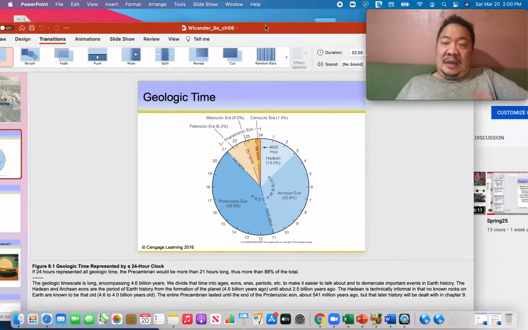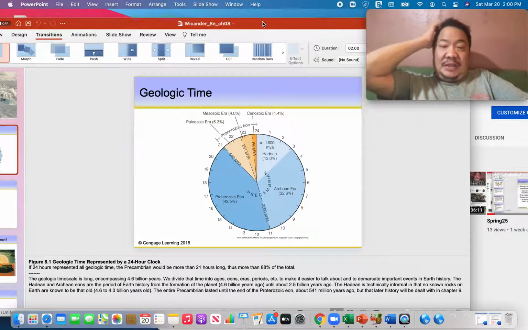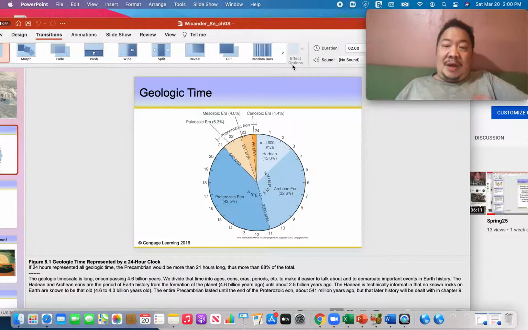Let's take a look at geologic time. Again, this is memorization. You got to be able to memorize this. If you looked at Earth history as a 24-hour clock, you can see that the Precambrian represents more than 21 hours of a 24-hour clock. So that this last bit in orange, called the Phanerozoic Eon, is only the last 3 hours and 50 minutes out of a 24-hour day.